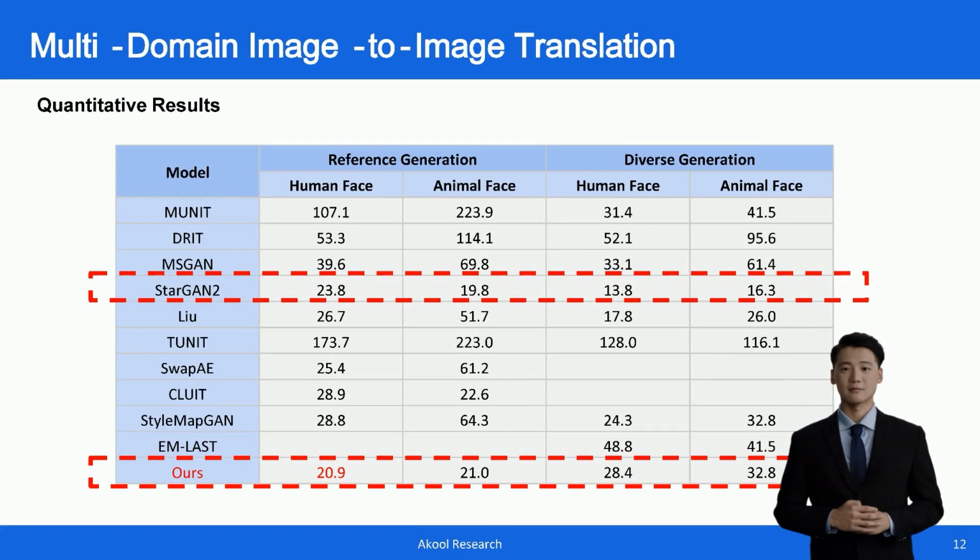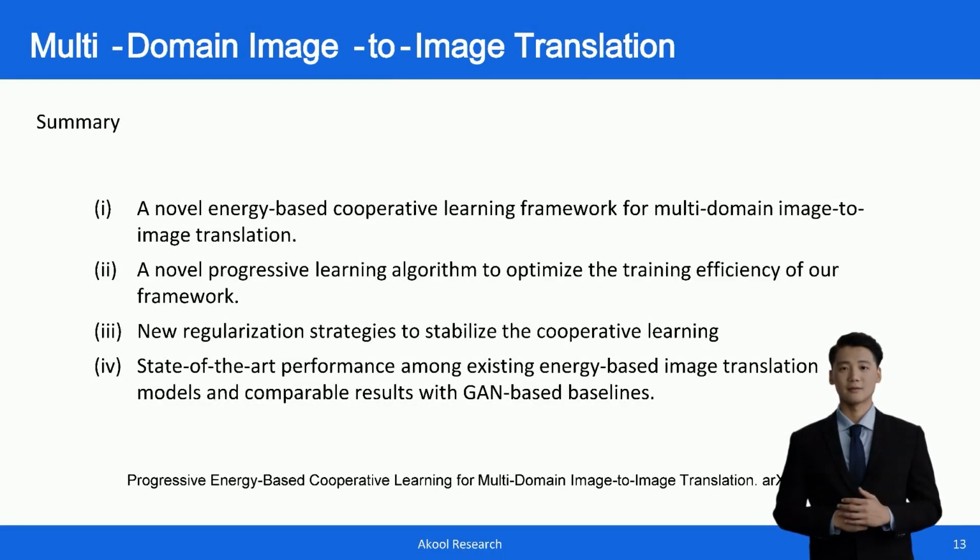This table presents a comparison of different models for image-to-image translation in terms of FID. A lower FID indicates better quality translated images. The model is comparable to the adversarial training framework, such as StarGAN v2. We briefly summarize the paper below.